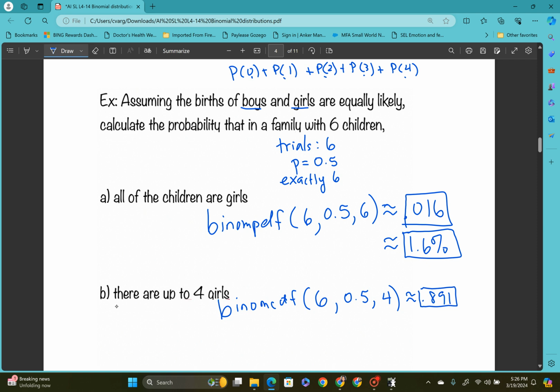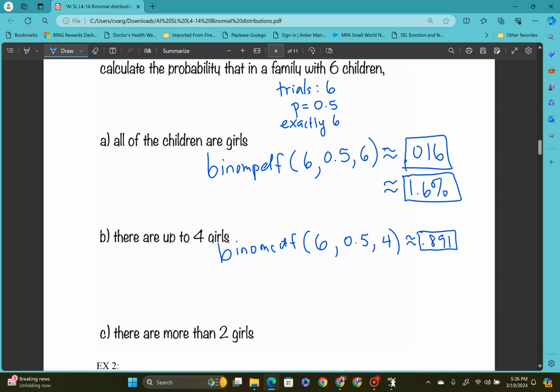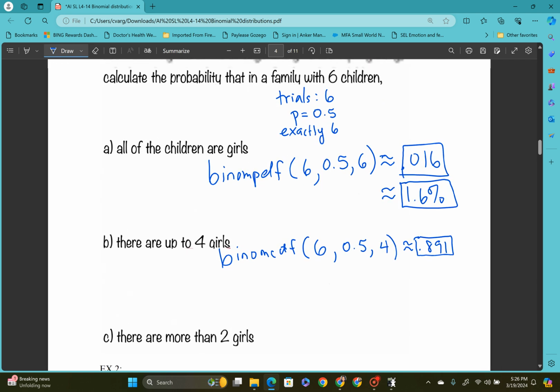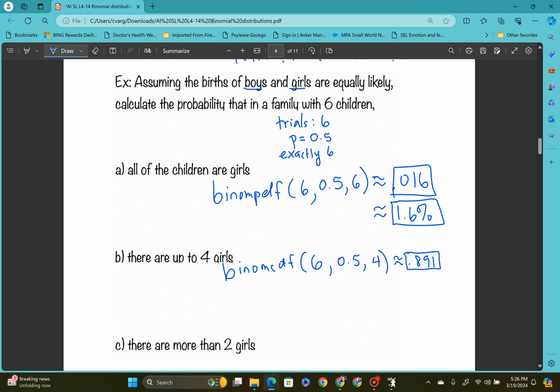Okay, so this last one right here can be tricky, which is why I put this in. So there are more than 2 girls. Let's talk about this real quick. This is the probability of 0 plus the probability of 1. I'm just going to write down all the probabilities, plus the probability of 2 girls, plus the probability of 3 girls, plus the probability of 4 girls, plus the probability of 5 girls, plus the probability of 6 girls.